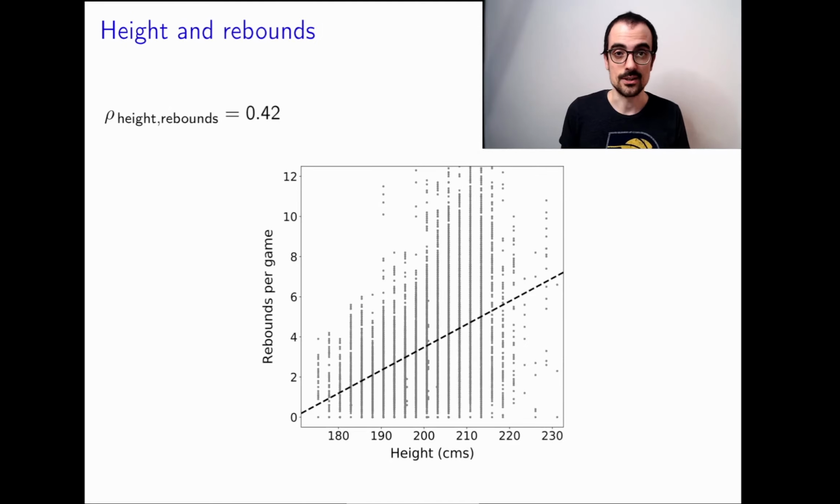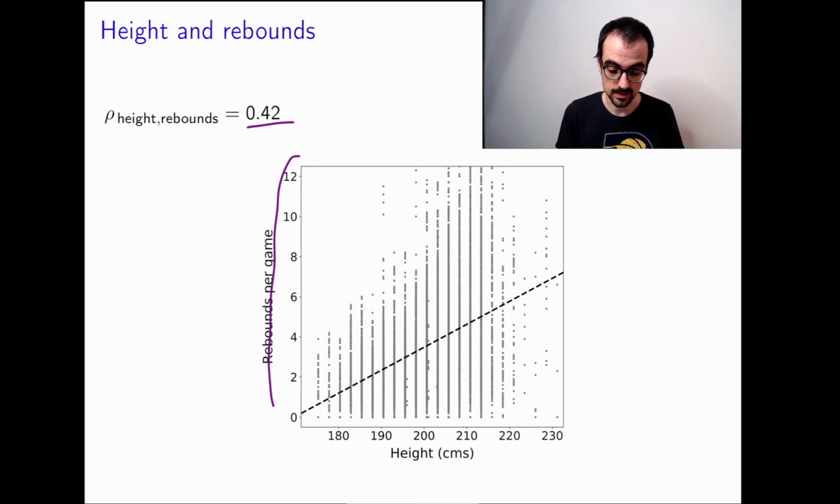Okay, so now let's take a look at some examples. In the previous video, we talked a little bit about height and rebounds in the NBA. Here, the correlation coefficient was 0.42. When we do these transformations that we need to do, because neither rebounds nor height are standardized in general, rebounds, as you can see, go from around 0 to 12, and height goes from 170 centimeters up to 230. This is the line that we get.